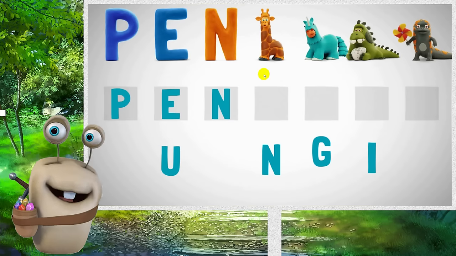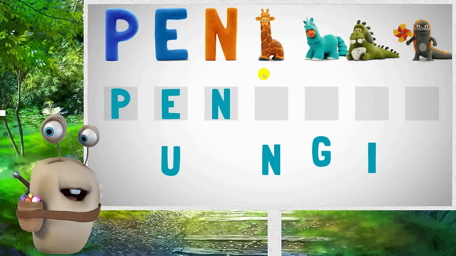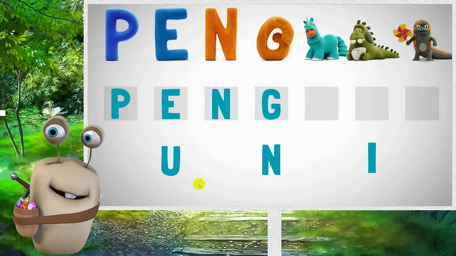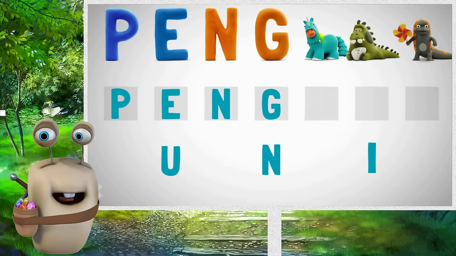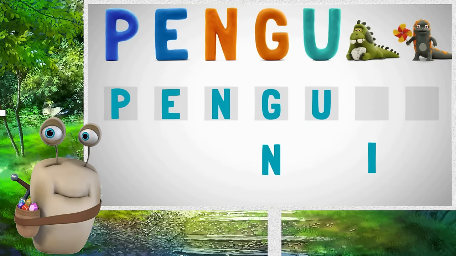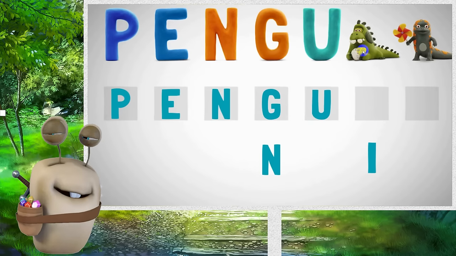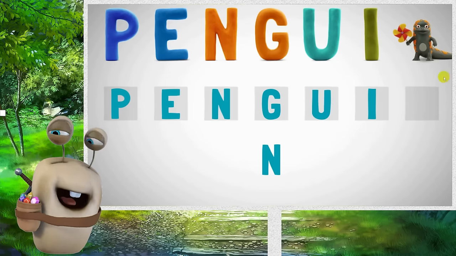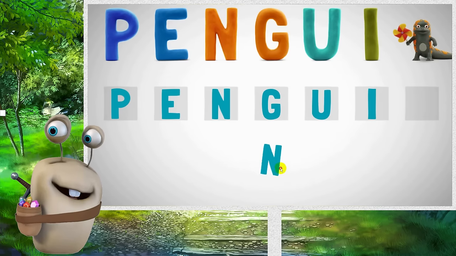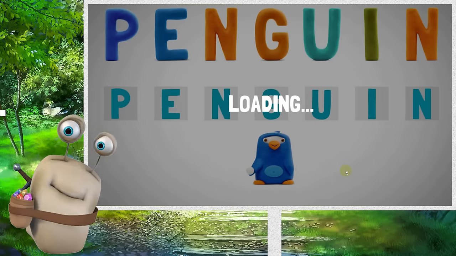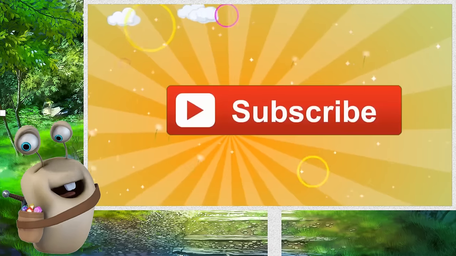And then we have a giraffe. Giraffe is long, long neck. Giraffe. G is for giraffe. And this is a unicorn. U. Unicorn. This is an iguana again. I. I is for iguana. And this is a newt. N. Penguin, penguin.